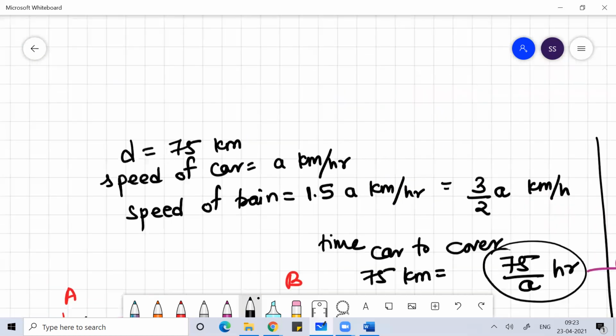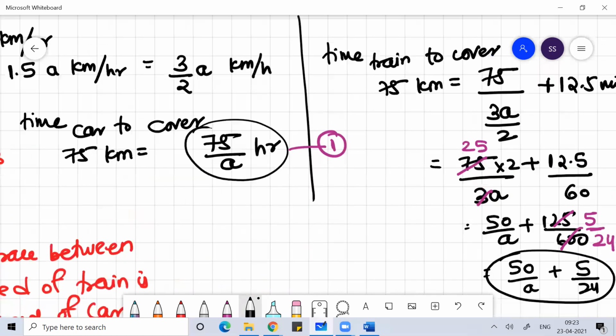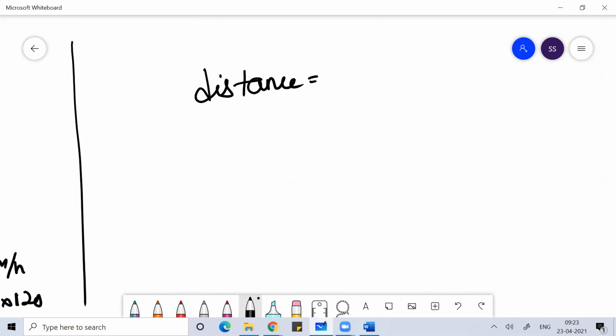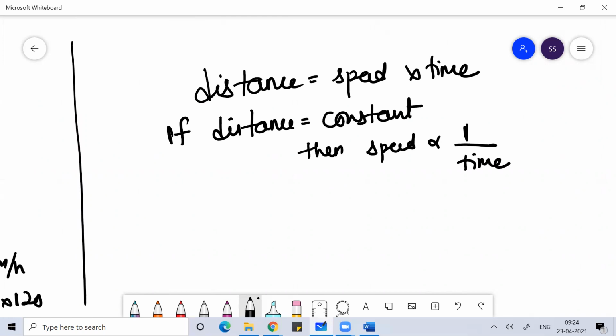This is a basic question I thought to give to discuss this concept more: the problem on time, speed, and distance. The discussion of this equation-based problem: distance is equal to speed into time. When we talk about distance being equal to speed into time, if your distance is constant, then your speed will be inversely proportional to the time.